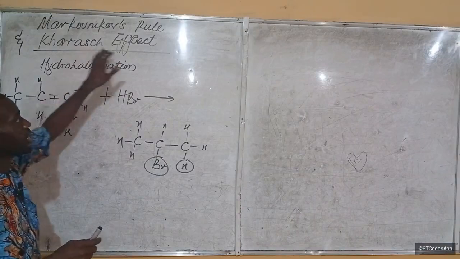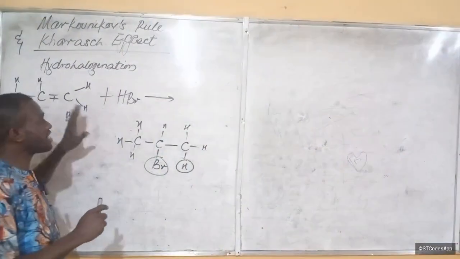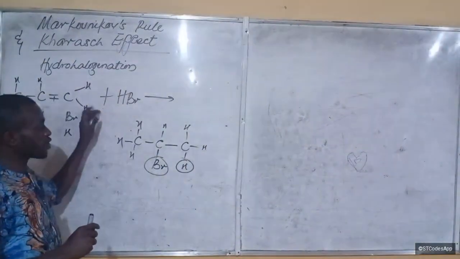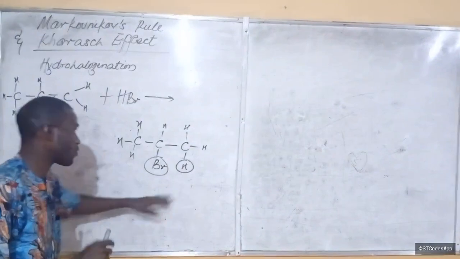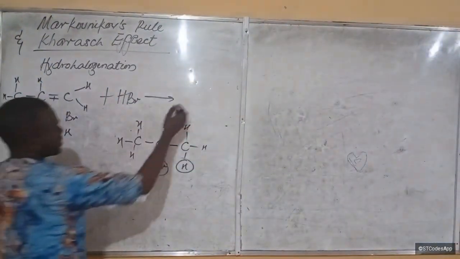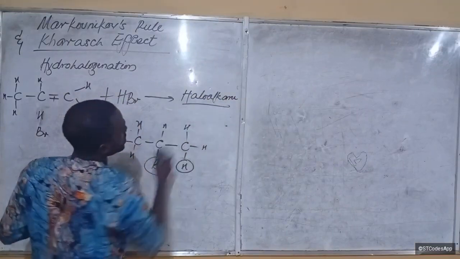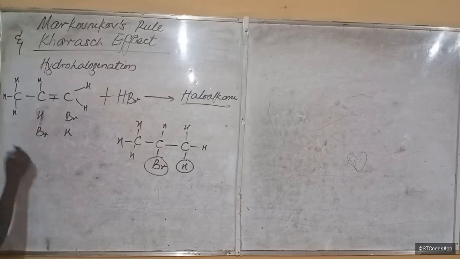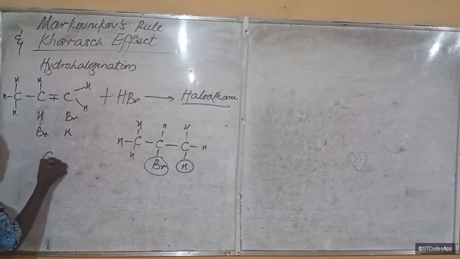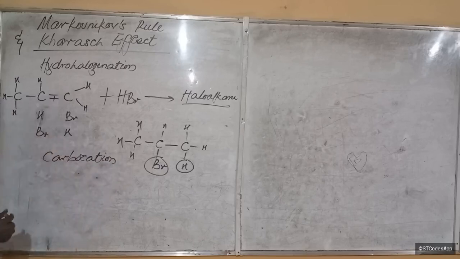Now let's talk about the Kharasch effect. First, let me tell you why it happens like this. The reason is that what we form is a haloalkane. The product is always a haloalkane. The mechanism that follows is a mechanism that requires a carbocation. Okay, it requires what? A carbocation.